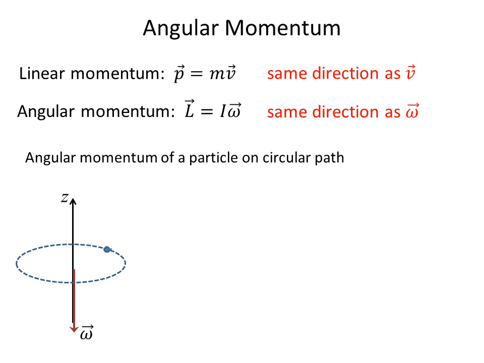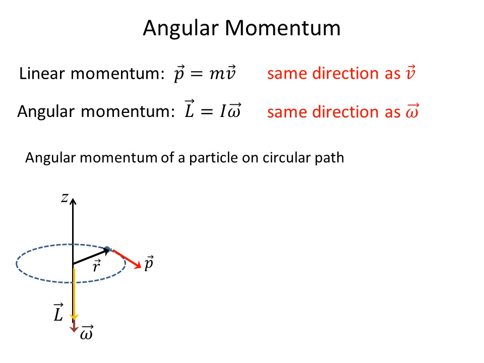And since it's going in a clockwise fashion, that means that omega, if you curl the fingers of your right hand in the direction of the motion of the particle, then your thumb points down. So the direction of omega is down. So L will also be pointing down in the same direction as omega.